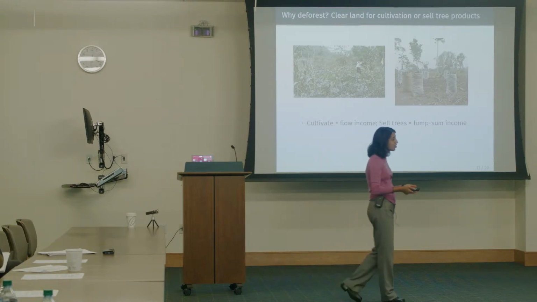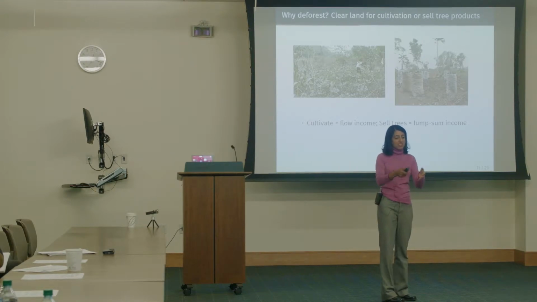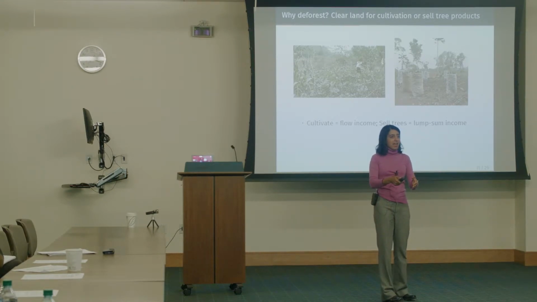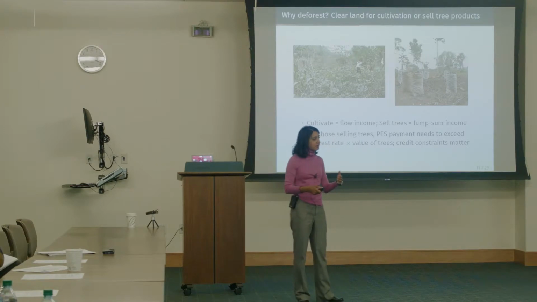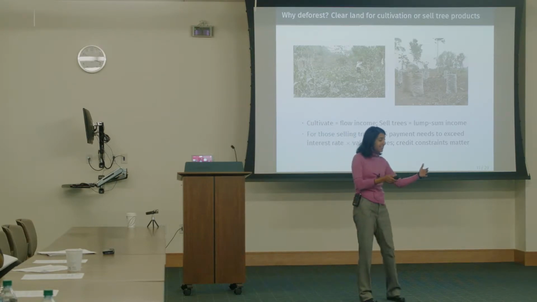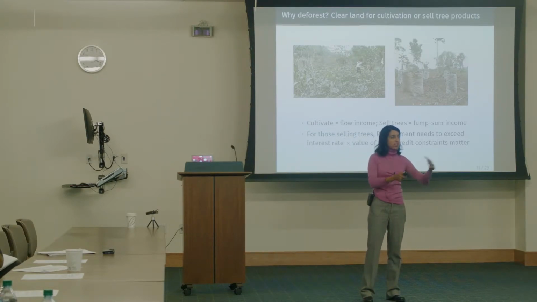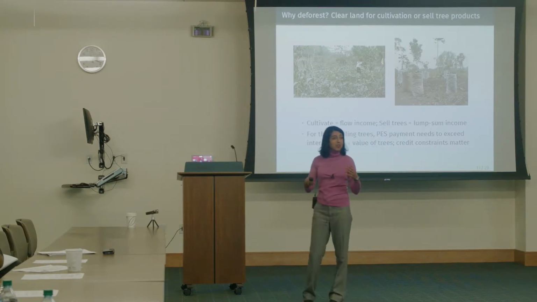If people are cutting trees, that's the asset value you're getting, and that's a lump sum income. And you wouldn't want to pay people the value of their trees, that whole asset, every single year in perpetuity, to not cut it down once. So how would we think about this? You would want to pay people the value of that asset times their interest rate, just to delay cutting it down for a year. But those interest rates are pretty high.